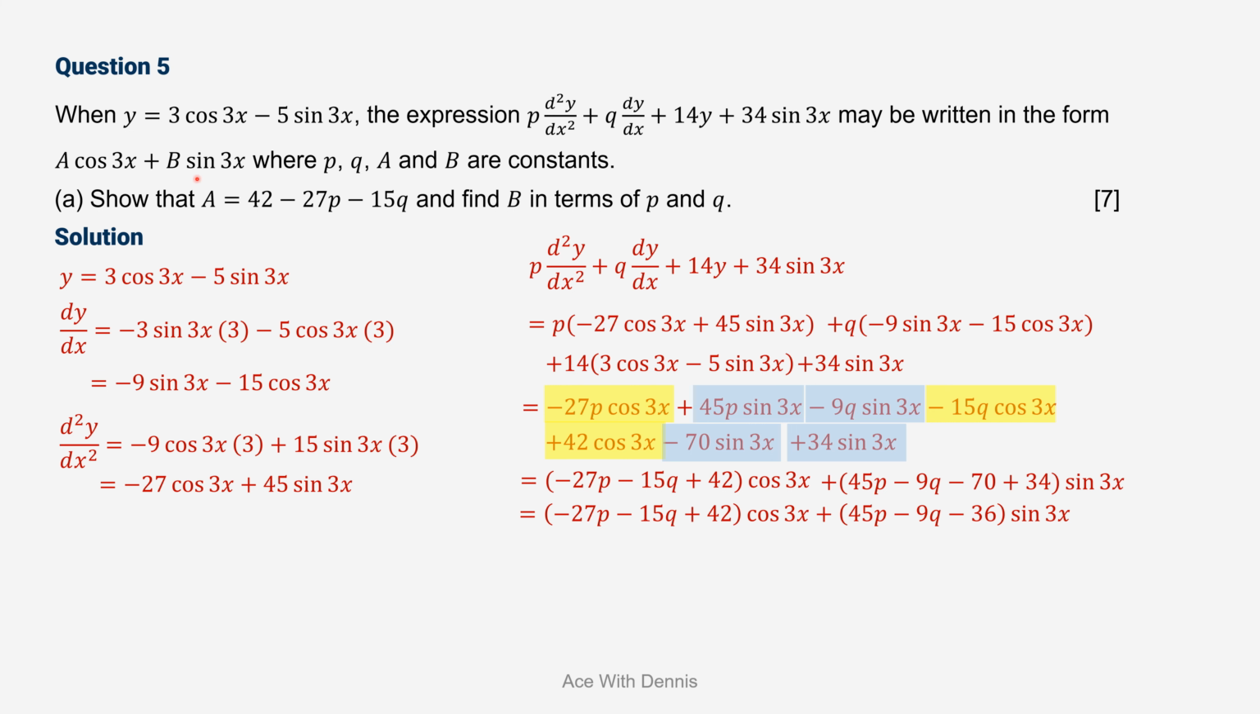So once we reach here, we can identify the a and the b, where we compare this expression with this expression. So in front of cosine 3x is a. So that means this will be the a. Hence, a equals 42 minus 27p minus 15q. So this is the equation that we need to prove, hence shown. So next what we want to do is to find the b. So now we compare again. This is b. Before sine 3x, it is the b here. Alright, so therefore b will be 45p minus 9q minus 36.